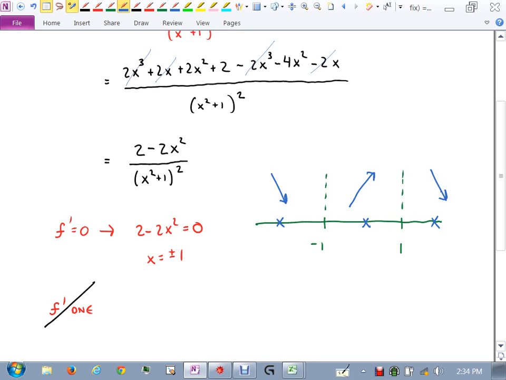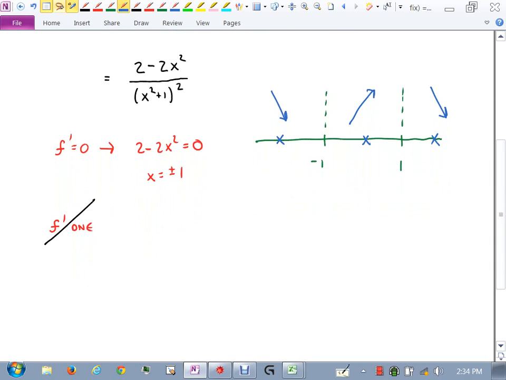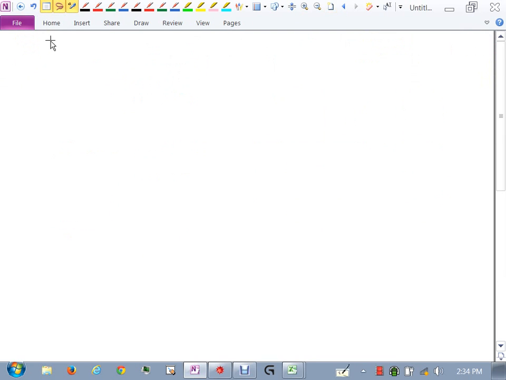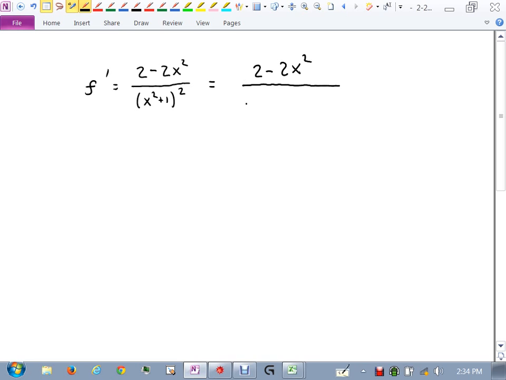Next thing I would do is the second derivative. Let me just work that second derivative out. So there's f prime. I'm also going to take a chance to rewrite f prime because I don't want to use the quotient rule yet. I want to multiply out the bottom first. It's x to the 4th plus 2x squared plus 1. So if you FOIL this out on the bottom, you get that. And that's going to be a little easier for me to take a derivative of.